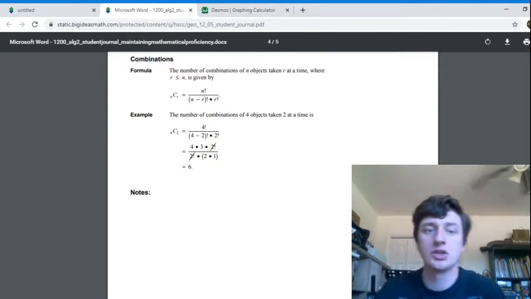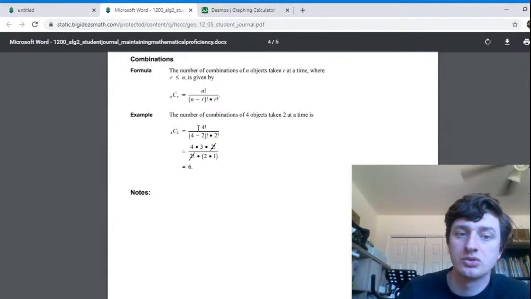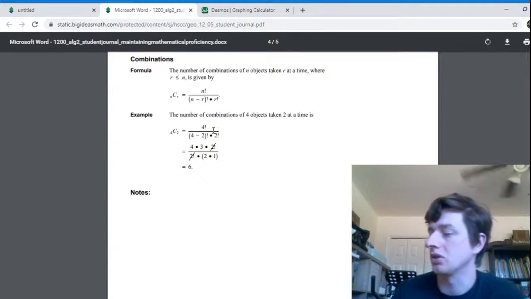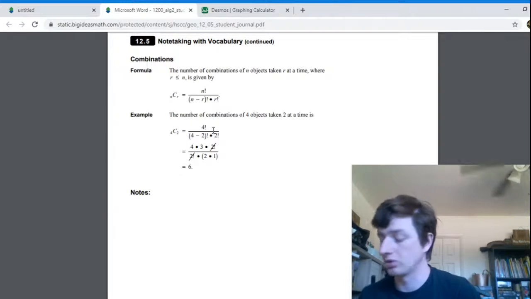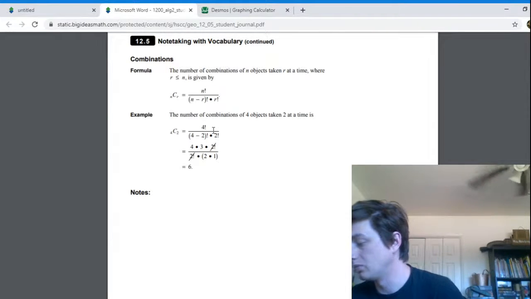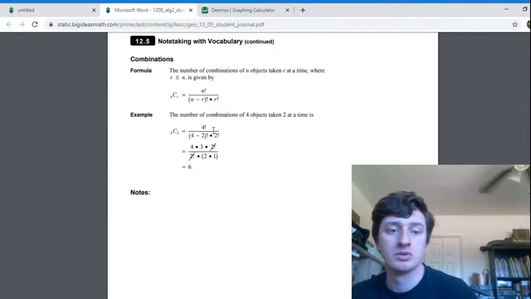This notation here tells us some things. N is the number of total things, R is how many we're picking. When we pick 4 objects, we just plug the numbers into here. So let's use our 20 example, and we'll use 4. So we have 20 people. How many different ways can I pick 4 of them?